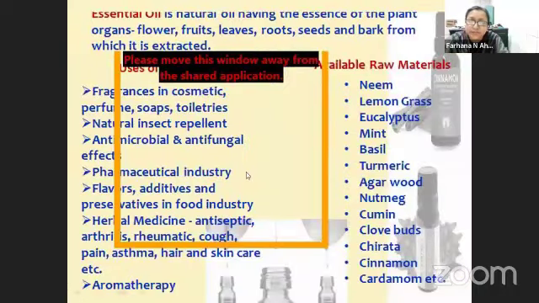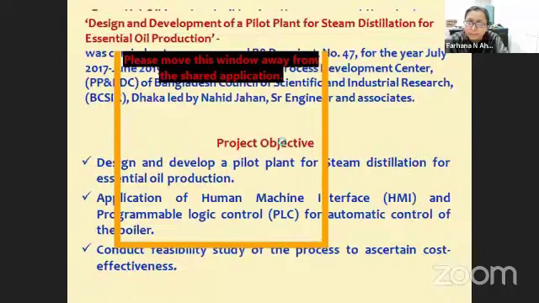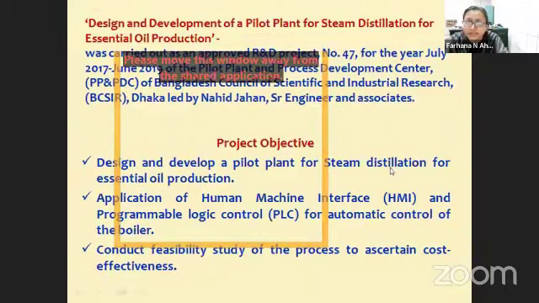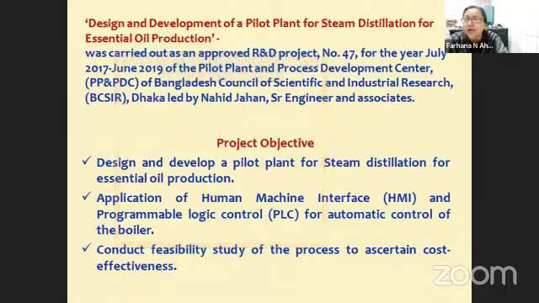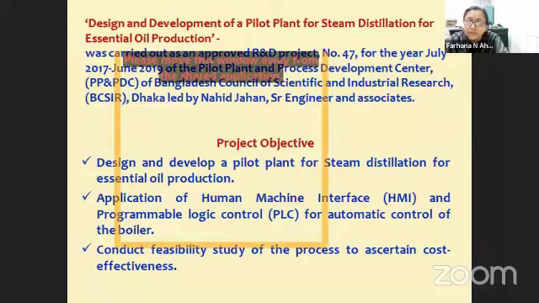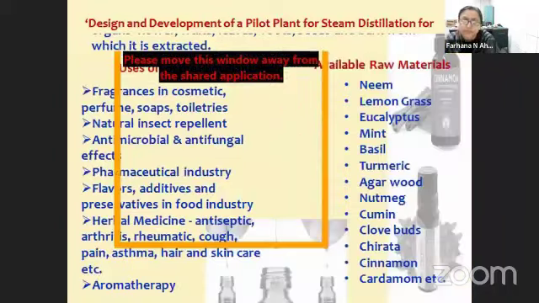The project objectives were to design and develop a pilot plant for steam distillation for essential oil production, to apply a human-machine interface (HMI) and programmable logic control for automatic control of the boiler, and to conduct a feasibility study of the process to ascertain cost effectiveness.